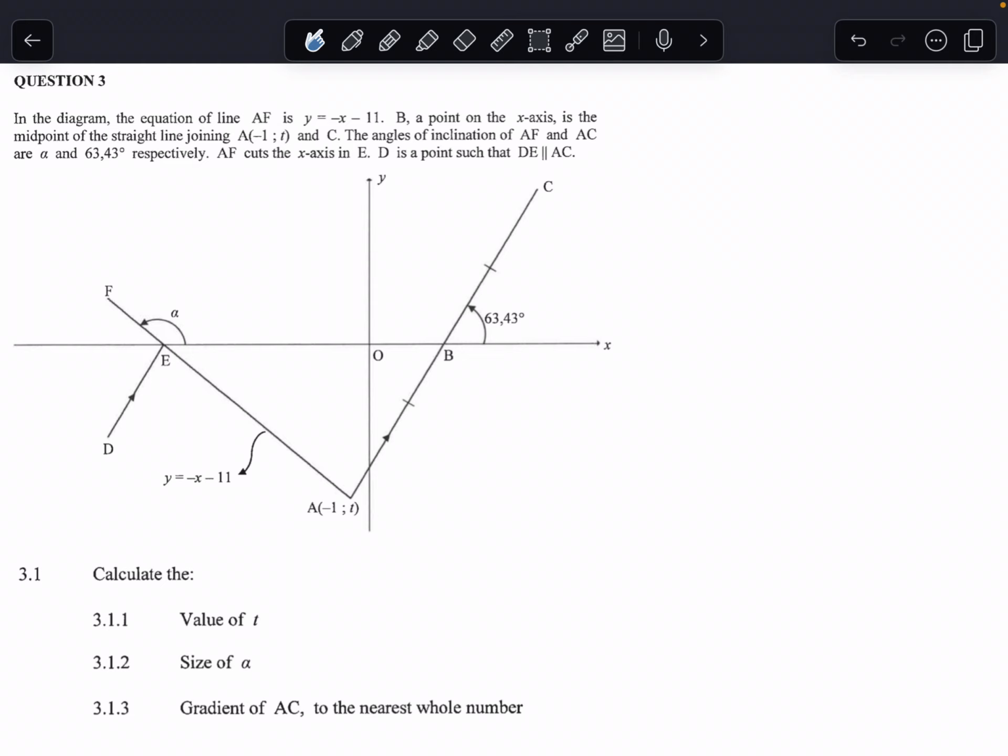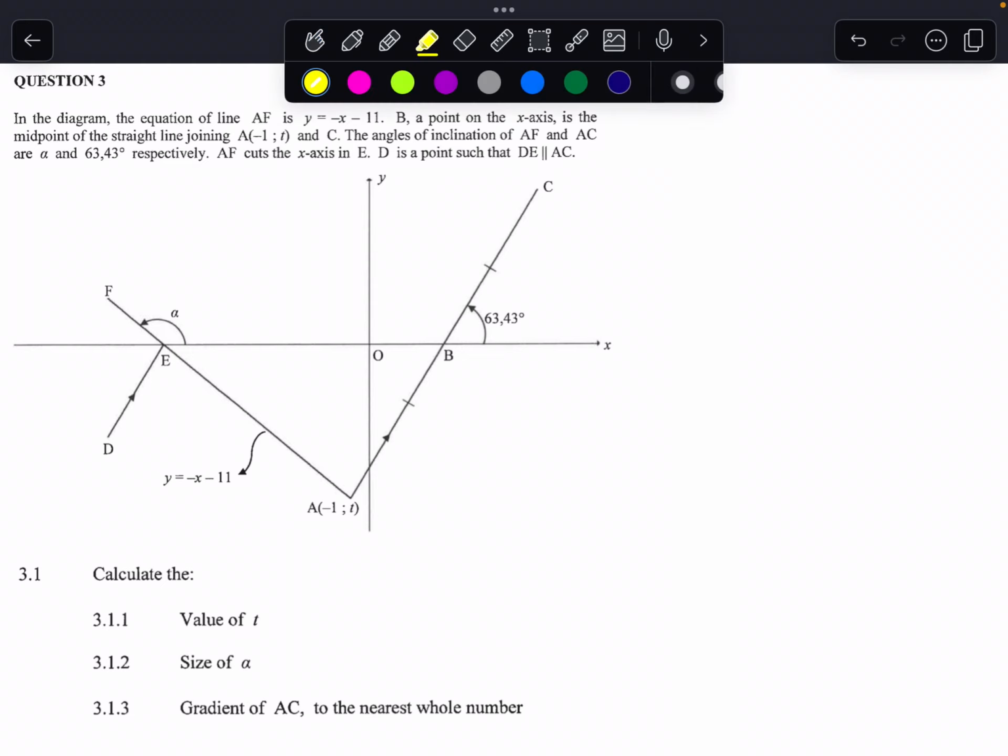Straight away, what stands out for me about the point A is that it lies on the line AF, whose equation has been given to us. So if we know the x coordinate is negative 1, then we just need to use the function to figure out the y coordinate, which is t. So let's do that.